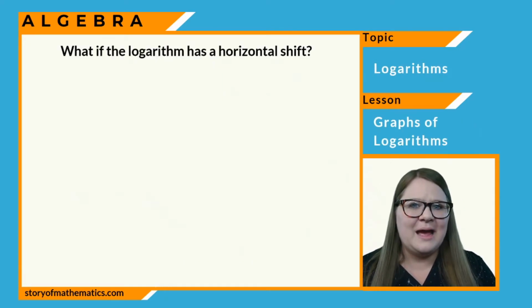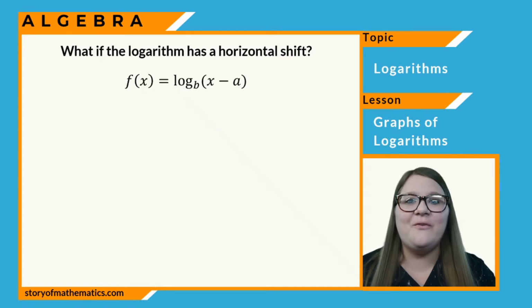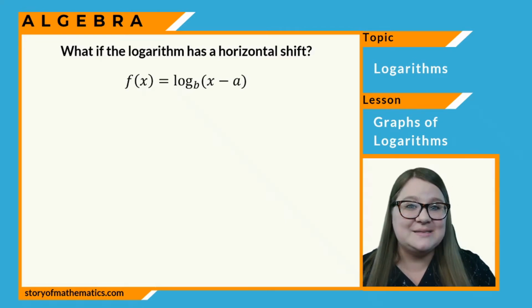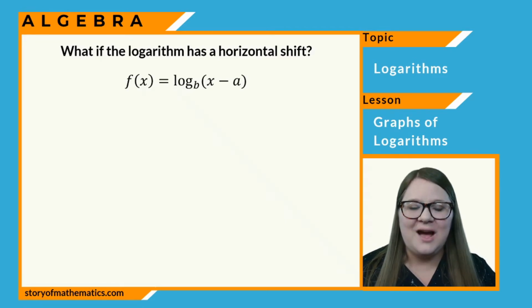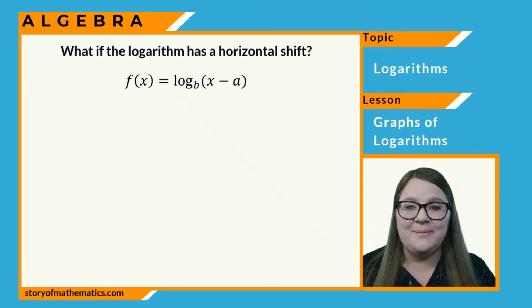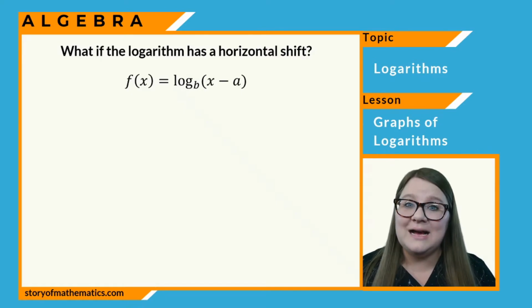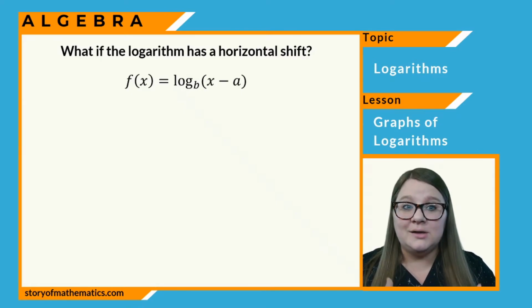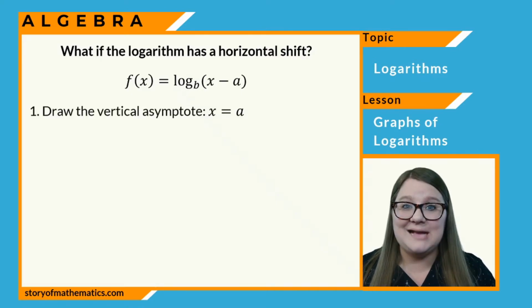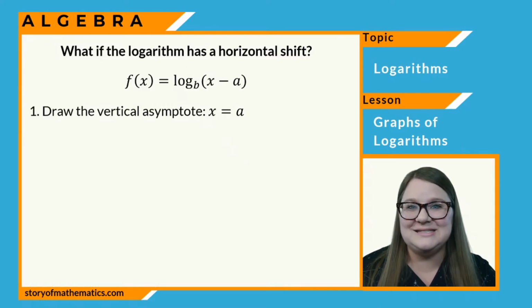But what if we have a horizontal shift, you might ask? That might look something like this: f of x equals log base b of (x minus a). Well, now, which value of x would make the inside of the logarithm equal 0? Well, that's going to be a. If I plugged in a, I'd have 0, which is not allowed. So now our vertical asymptote has shifted. In this case, x equals a is my vertical asymptote. I've moved to the right a units.